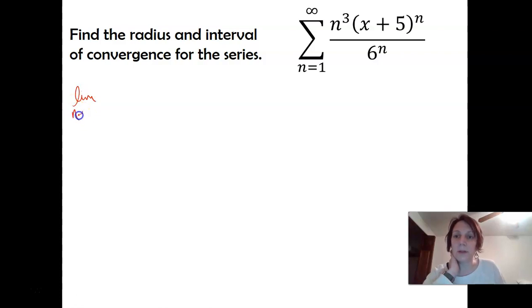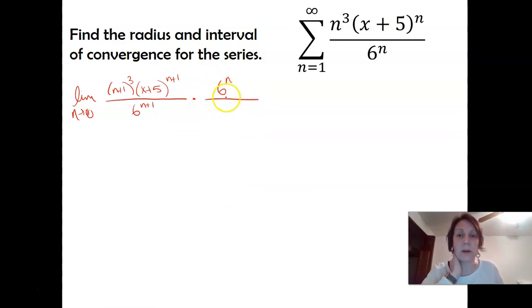All right, we're going to start with the limit as n approaches infinity of my n plus 1th term. So n plus 1 to the 3rd power, x plus 5 to the n plus 1 over 6 to the n plus 1, divided by my nth term. But instead of doing divided by my nth term, I'm just going to start off by doing an invert and multiply because it's less writing. So I'm just going to take my nth term, and the first time I write it, I'm going to write it as its reciprocal but being multiplied.